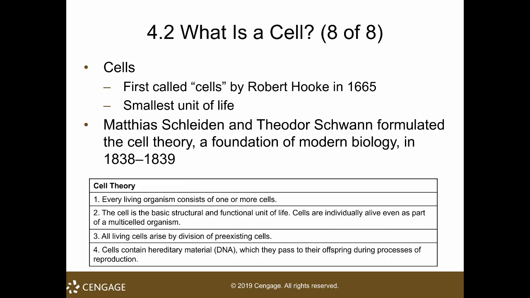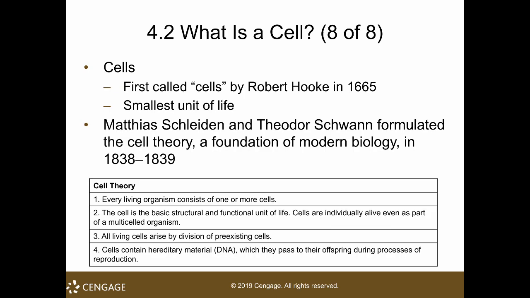So cells were first called cells by Robert Hooke in 1665, and it's considered the smallest unit of life. So we have here your cell theory. So the cell theory was the product of the different discoveries and theories proposed at that time. So we have several proponents of that. We have Matthias Schleiden, Theodor Schwann, and then there's also another one, Rudolf Virchow. So they were the ones that actually, because of their work, the cell theory was finalized.